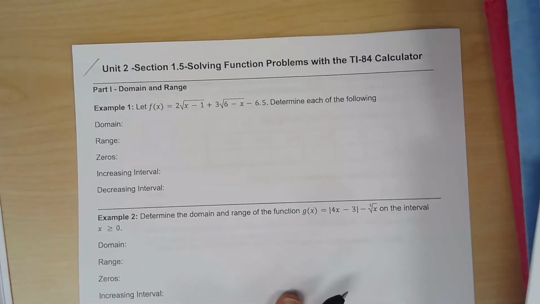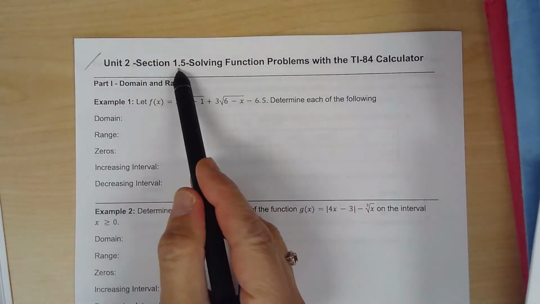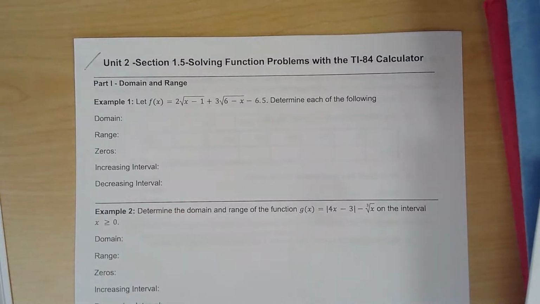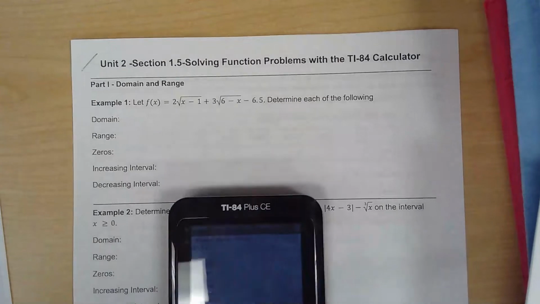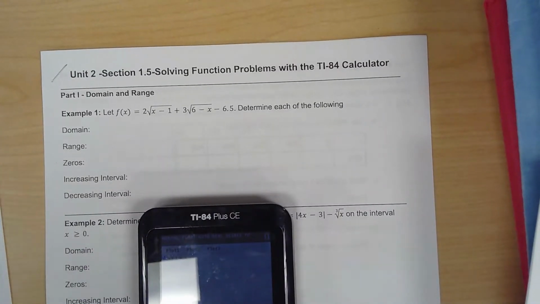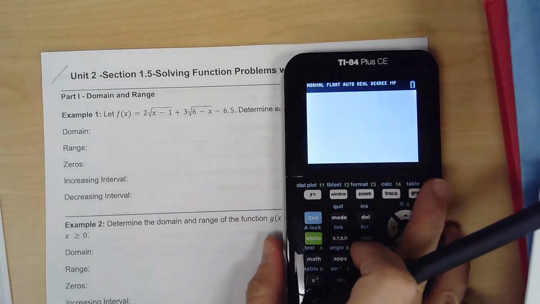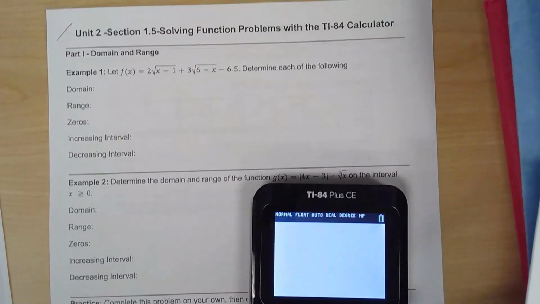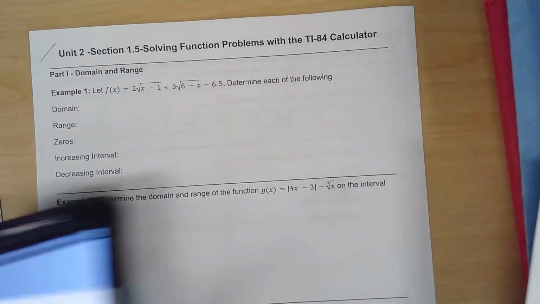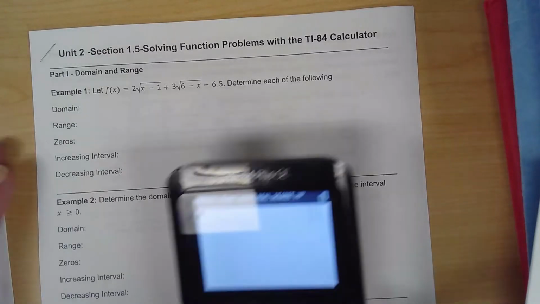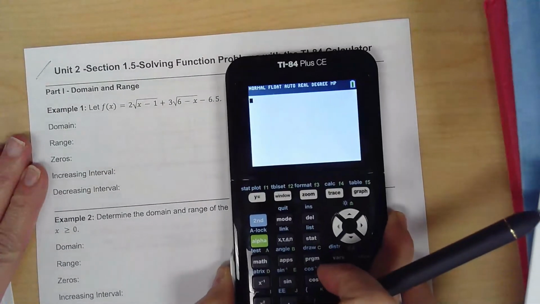This is the video for section 1.5 in unit 2. We're going to need a graphing calculator for this unit, so if you have your graphing calculator, grab it because we need it. I'm going to walk you through the first couple of examples on page 8 of the notes packet that you should have, showing how to find these.